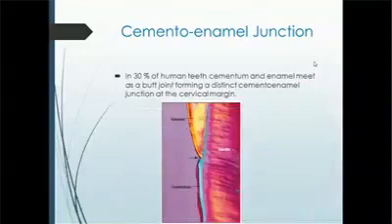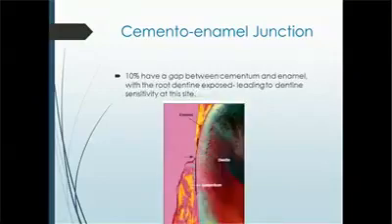This occurs in 30% of the cases. As you can see here, the enamel from the crown meets the cementum from the root at an edge. There's no gap in between, or there's no overlapping happening, so this is called a butt joint. This happens in 30% of the human teeth.